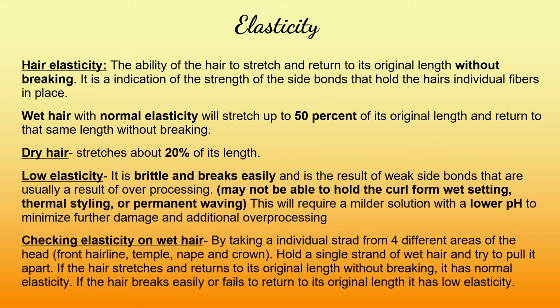Checking elasticity on wet hair. By taking an individual strand from four different areas of the head, the front hairline, the temple, the nape, and the crown, hold a strand of wet hair and try to pull it apart. If the hair stretches and returns to its original state without breaking, it is normal elasticity. If the hair breaks or fails to return to its original length, it has low elasticity.